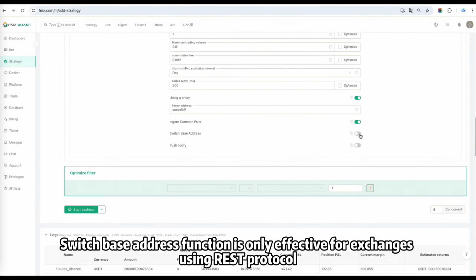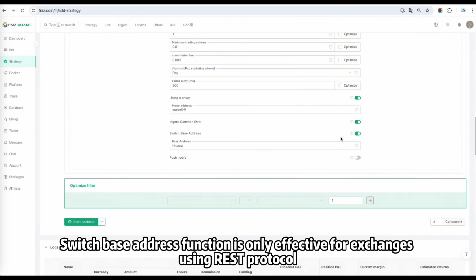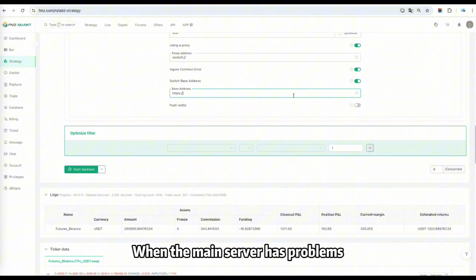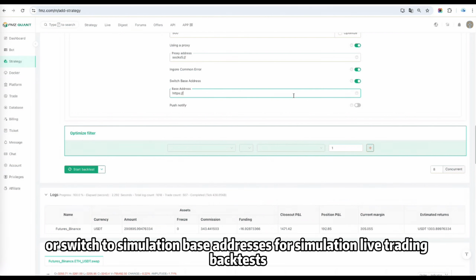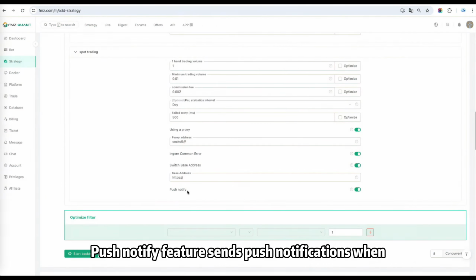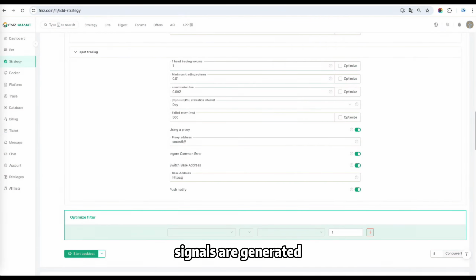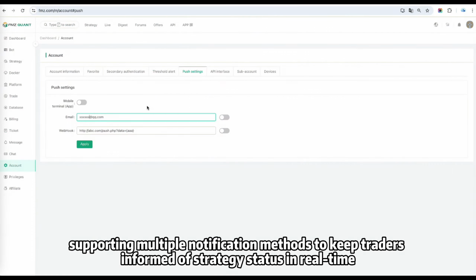Switch base address function is only effective for exchanges using REST protocol. When the main server has problems, it can switch to backup servers, or switch to simulation base addresses for simulation live trading backtests. Push notify feature sends push notifications when signals are generated, supporting multiple notification methods to keep traders informed of strategy status in real time.